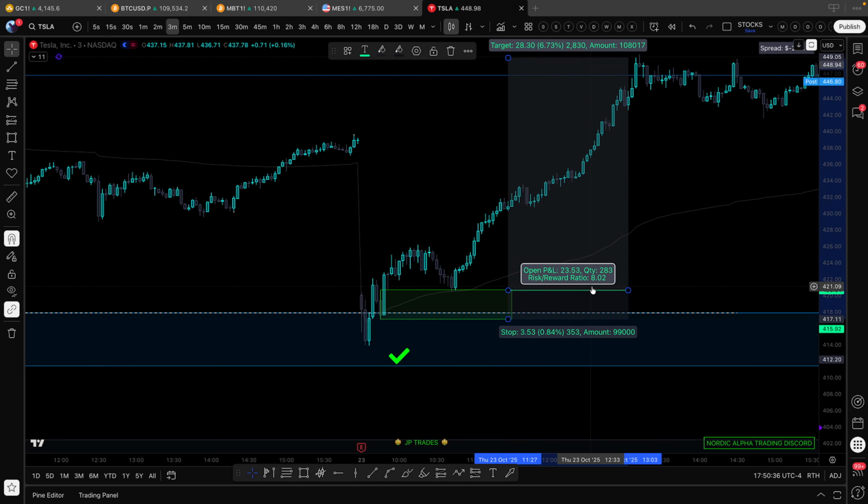What does that mean? If you risked $100 on this trade, meaning if you hit this stop loss right here where you set it, you would lose $100. But if you hit your target, like this target here, you would make 8 times that. So you would make $800. To reiterate that, you are risking $100 to make $800.